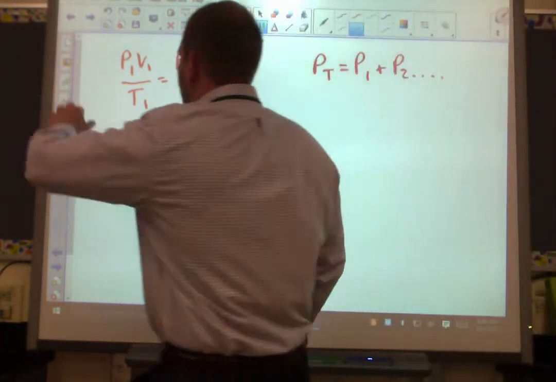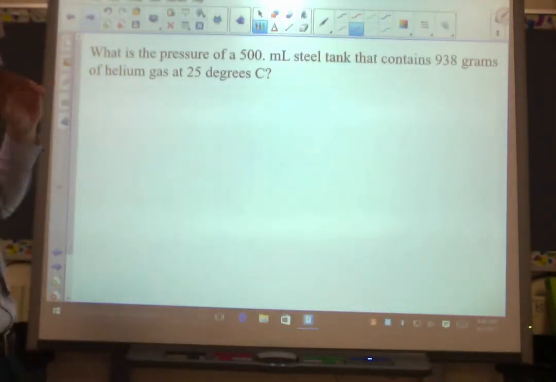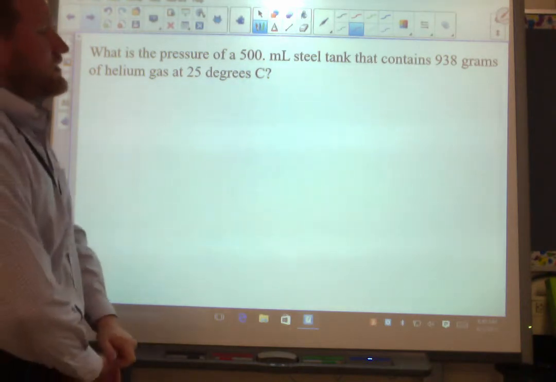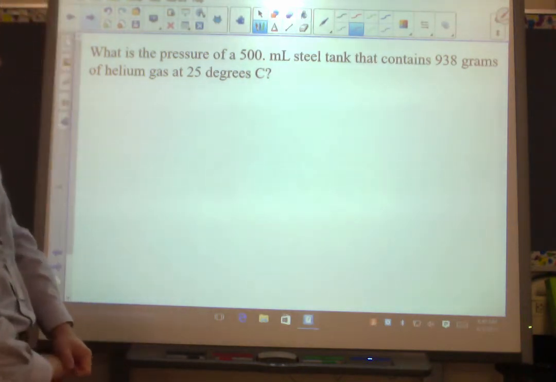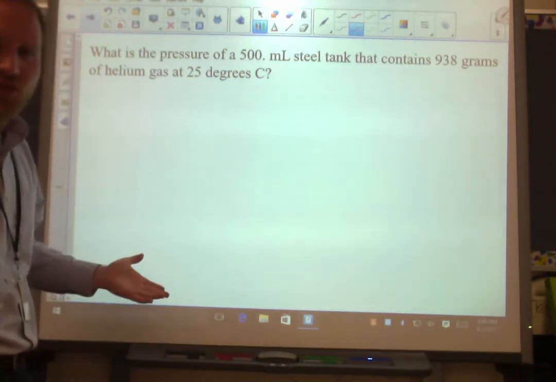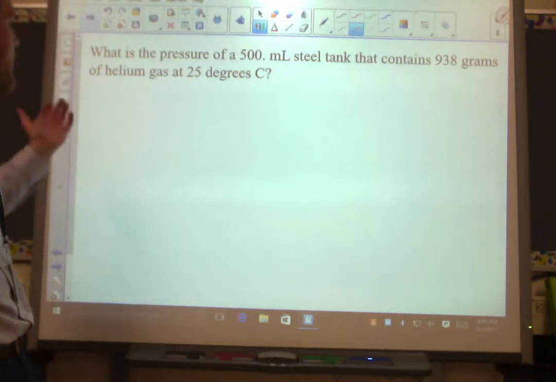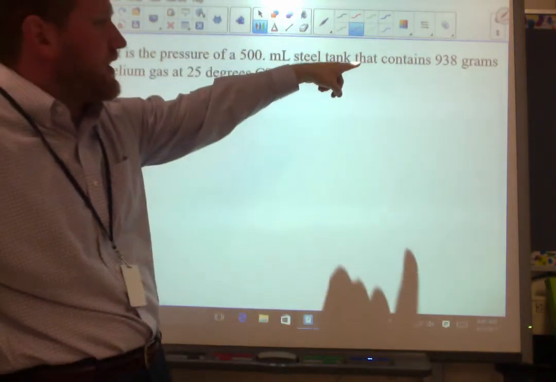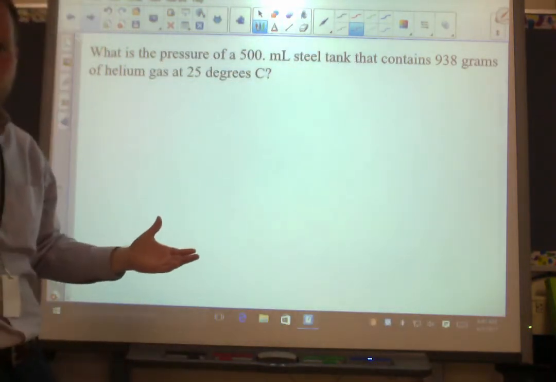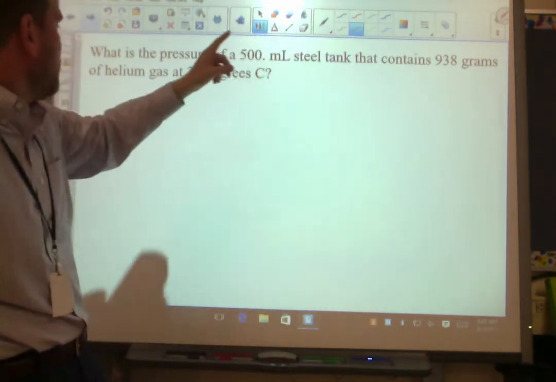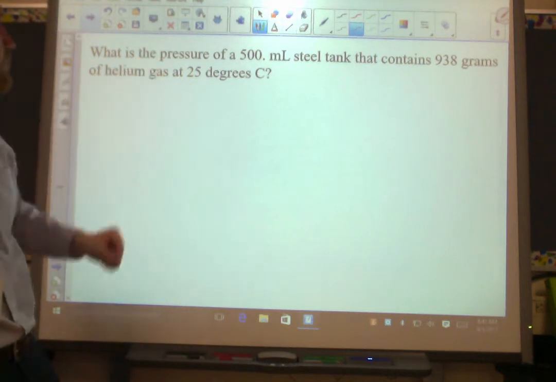Alright, so let's go through some practice problems. So first problem, what's the pressure of a 500 milliliter steel tank that contains 938 grams of helium gas at 25 degrees Celsius? So let's first consider which gas law we're going to be using here. Well, I see volume, I see grams, and now when I see grams, I really think that's going to be moles. So I have volume, moles, and temperature, and I'm looking for pressure.